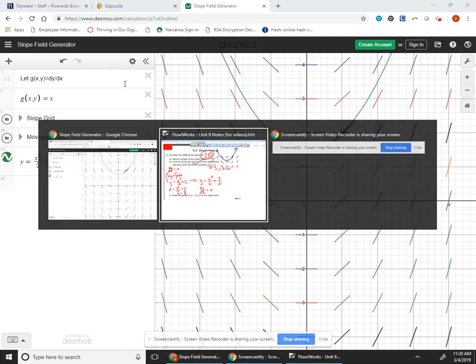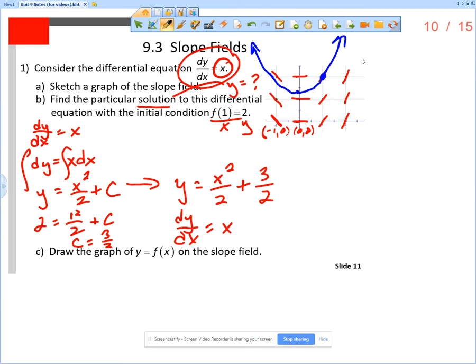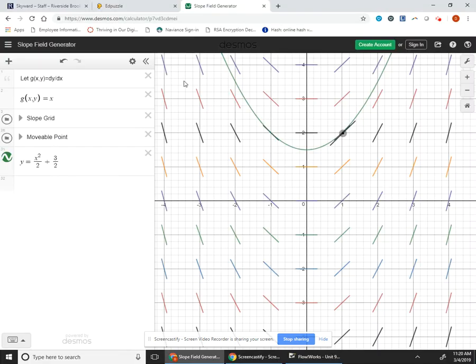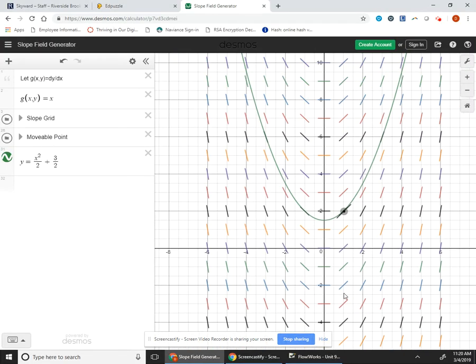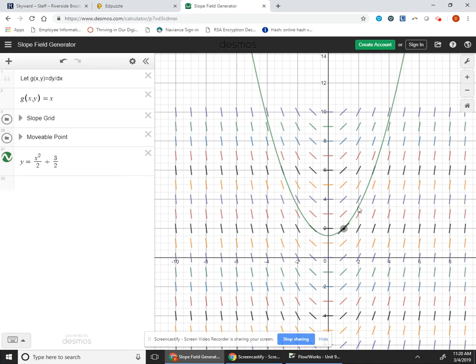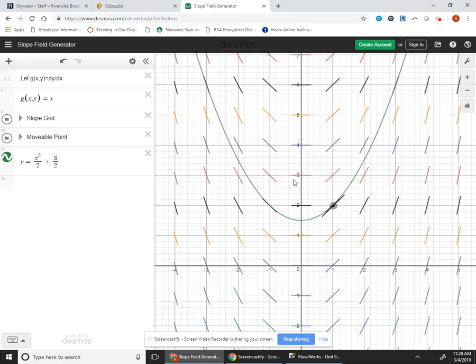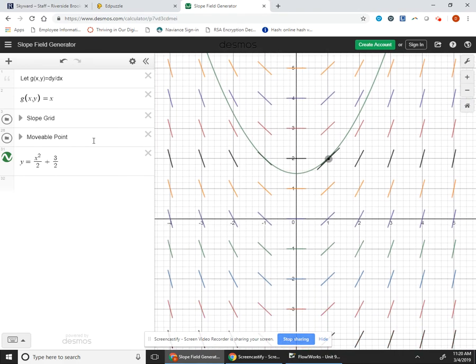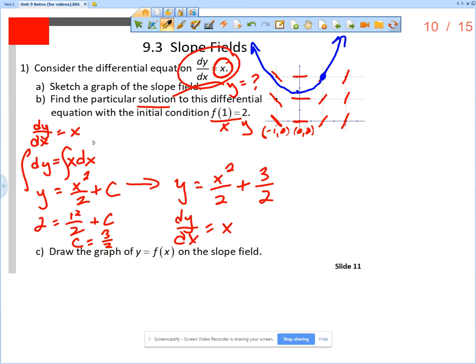But the key is that we can follow the slope field. So if I were to zoom out of here, you can see how these follow what the slope is at those particular values. So that's the idea of a slope field. So let's go on to the next question.